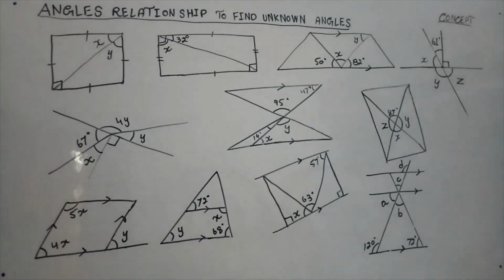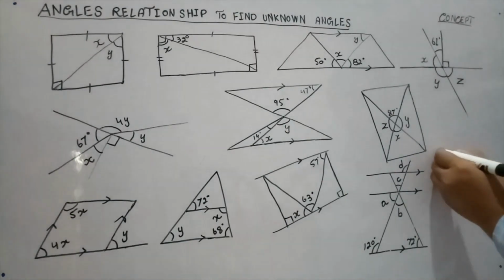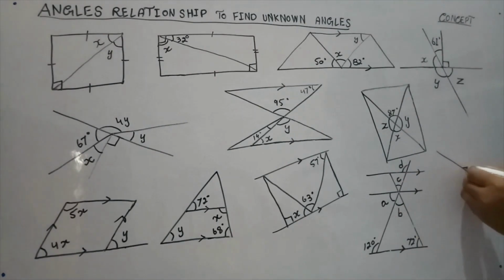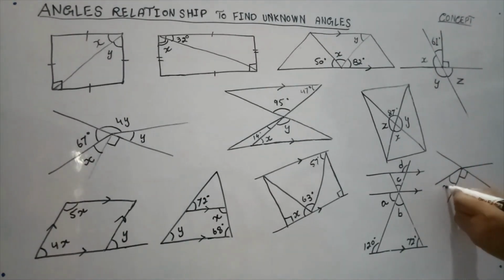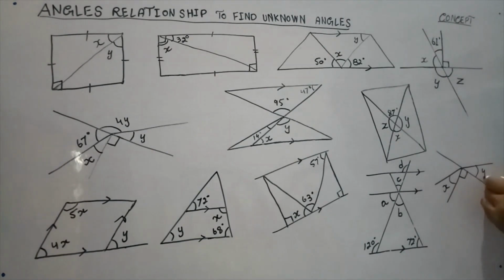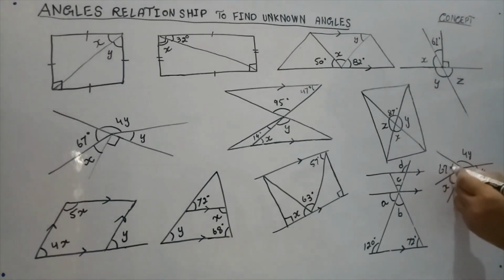Here we have a straight line, you can see. Now let me draw it. This one, okay. Here it is said that this is a 90 degree angle. We have to find X, we have to find Y, and this is also given to us for Y, and this is given to us 67 degrees.